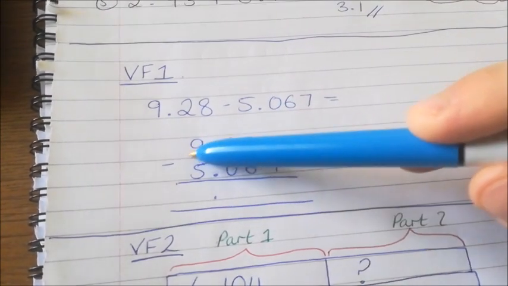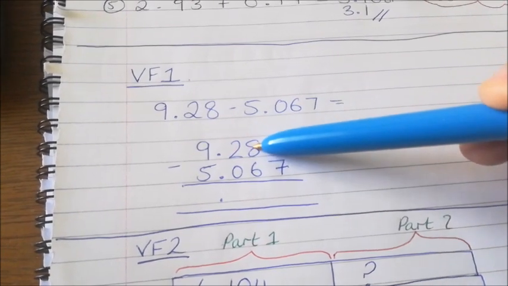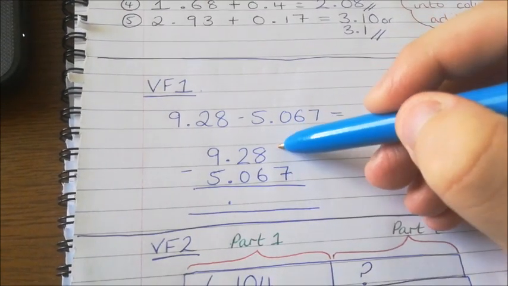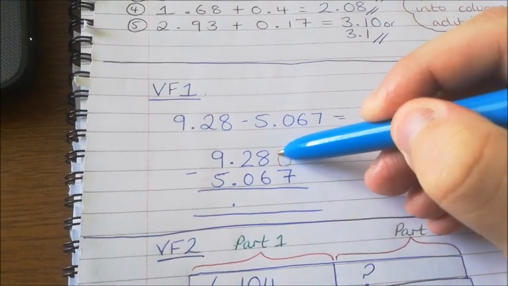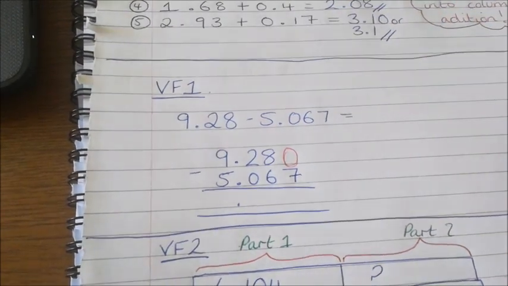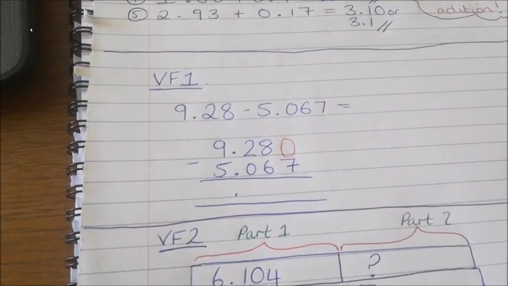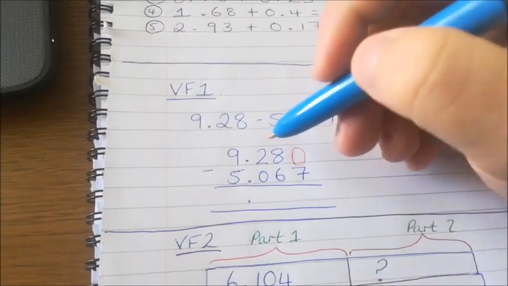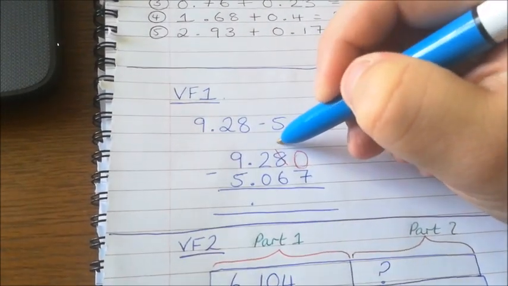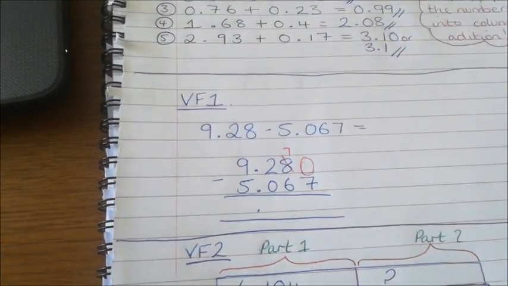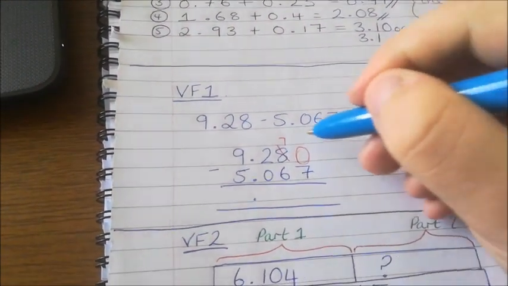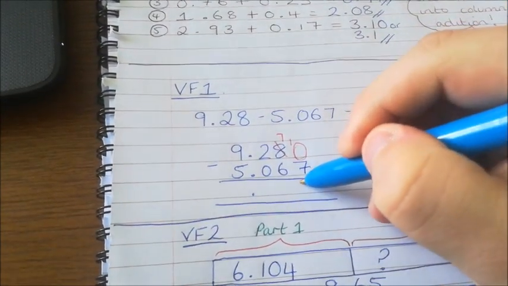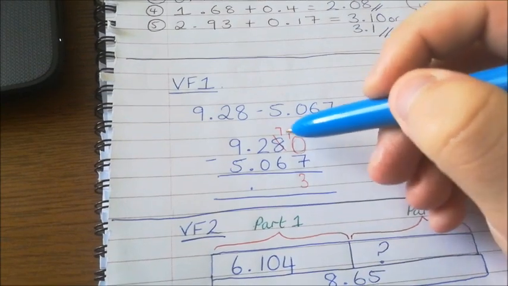As we've got our ones column, our tenths column, our hundredths column, and our thousandths column, we would then need a placeholder in here, as we have nothing else after 9.28. It'd be 9.280000 if we wanted to go on further. So we've got 0 take away 7. We can't do 0 take away 7, so we need to borrow 1 from the 8, making 7 hundredths. And now we have 10 thousandths. 10 thousandths take away 7 thousandths is 3 thousandths.